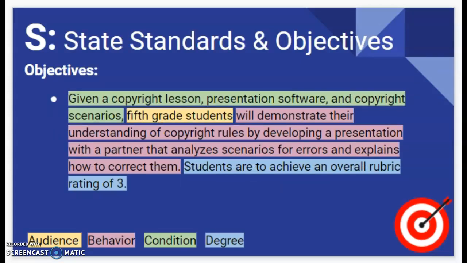The Assure model bases its objectives on the ABCD checklist, which stands for audience, behavior, conditions, and degree. The audience of this lesson is 5th graders. The behavior they are expected to achieve is demonstrating their understanding. The conditions, or materials and tools the students are given, are the copyright lecture video, presentation software, and the different scenarios. Finally, the degree of proficiency students will achieve is a 3 on the rubric's 4-point scale.